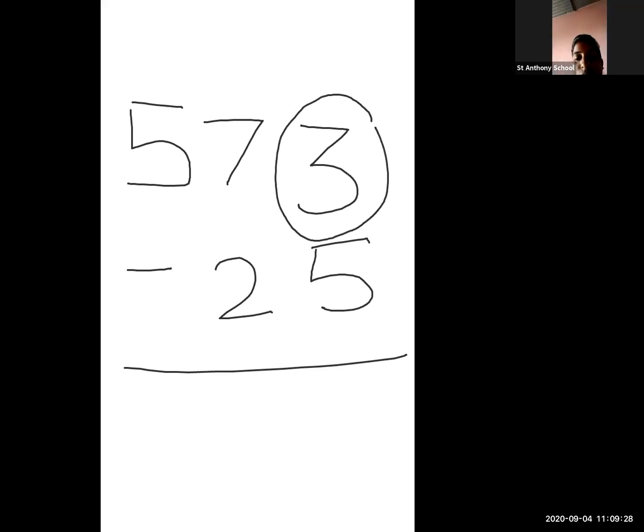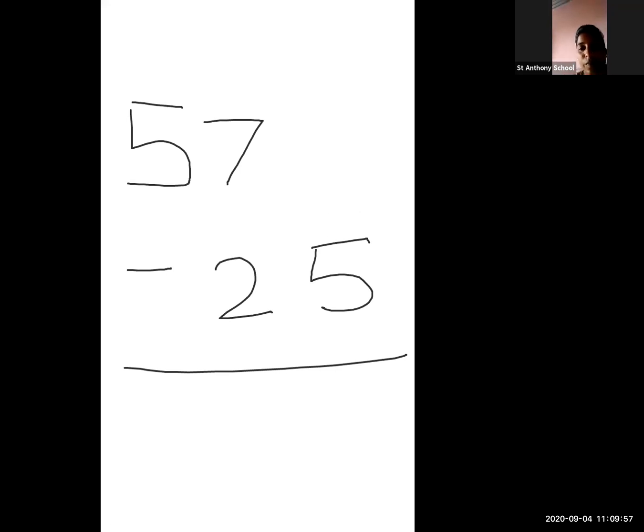Okay. 3 minus 5. An answer will come, but 3 is a small number and 5 is a bigger number. 3 minus 5. How will we subtract from 3? Because 3 is the small number. No, 2 is the wrong answer. Wait a second, students.